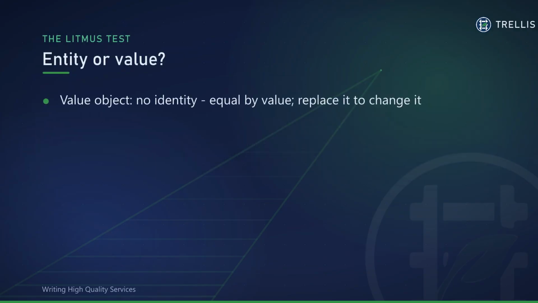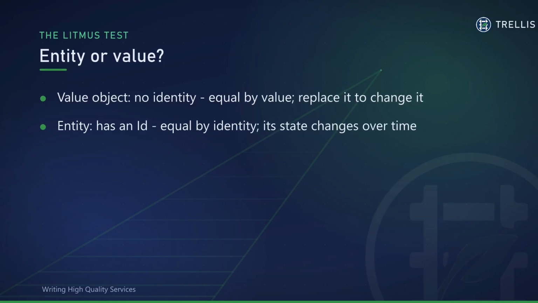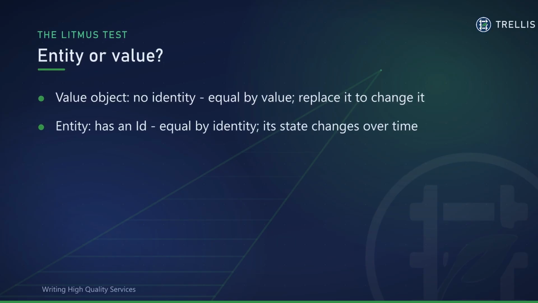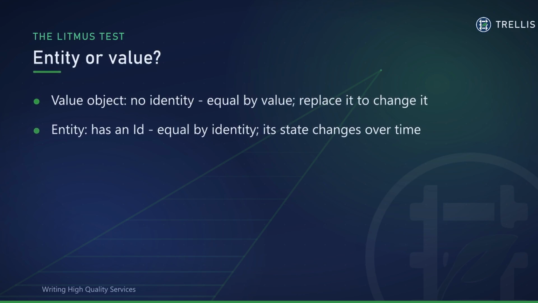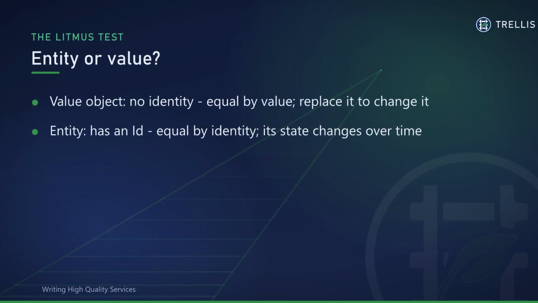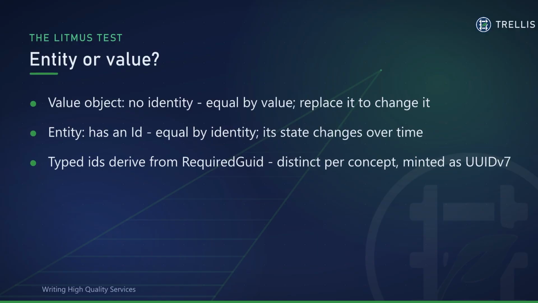Here's the litmus test. If a thing is fully defined by its values, like money or an email, it's a value object. No identity, equal by value, replaced to change. If it has a thread of continuity through change, a project, a task, a user, it's an entity. It carries an ID, it's equal by that ID, and its state evolves. Give every ID its own type, so they can never be swapped, and mint them as UUID version 7, so they're unique and sortable. Identity, made explicit.